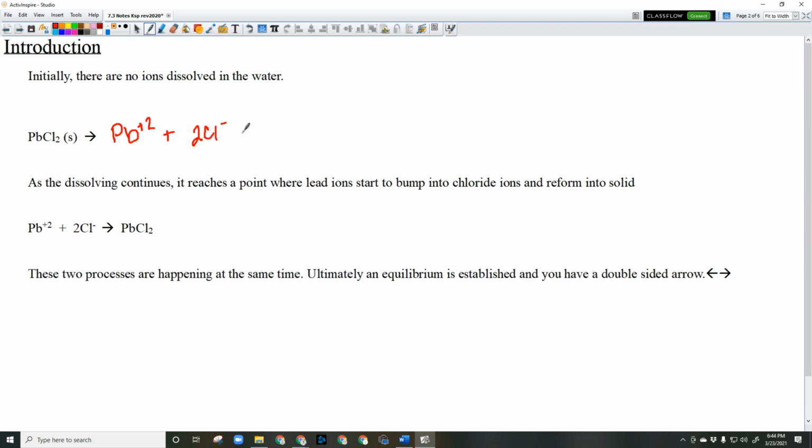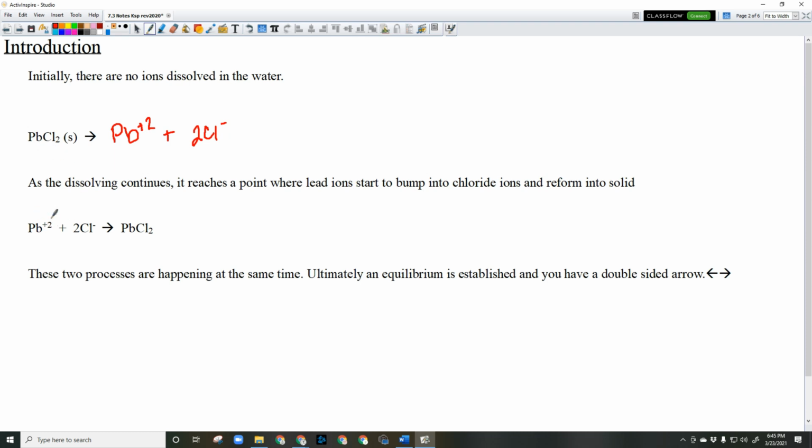Okay, and as this dissolving continues, and as the concentration of the lead 2 increases, and as the concentration of the chloride ion increases, there's going to become a point in the solution, in the beaker, where these two start bumping into each other. And when they bump into each other, then the solid reforms. So it goes back to lead chloride here.